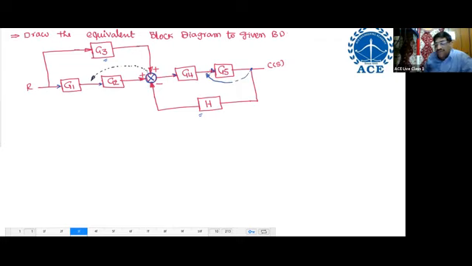For example, I am shifting this take-off point to after G5. Don't change anything along the main forward path. To this point only H is connected, so the change occurs only in H. To this summing point G3 and H are connected, that's why both change. For example, if I shift this one, which block gain is affected? Only G3, because only G3 is connected to it. So what is the conclusion?